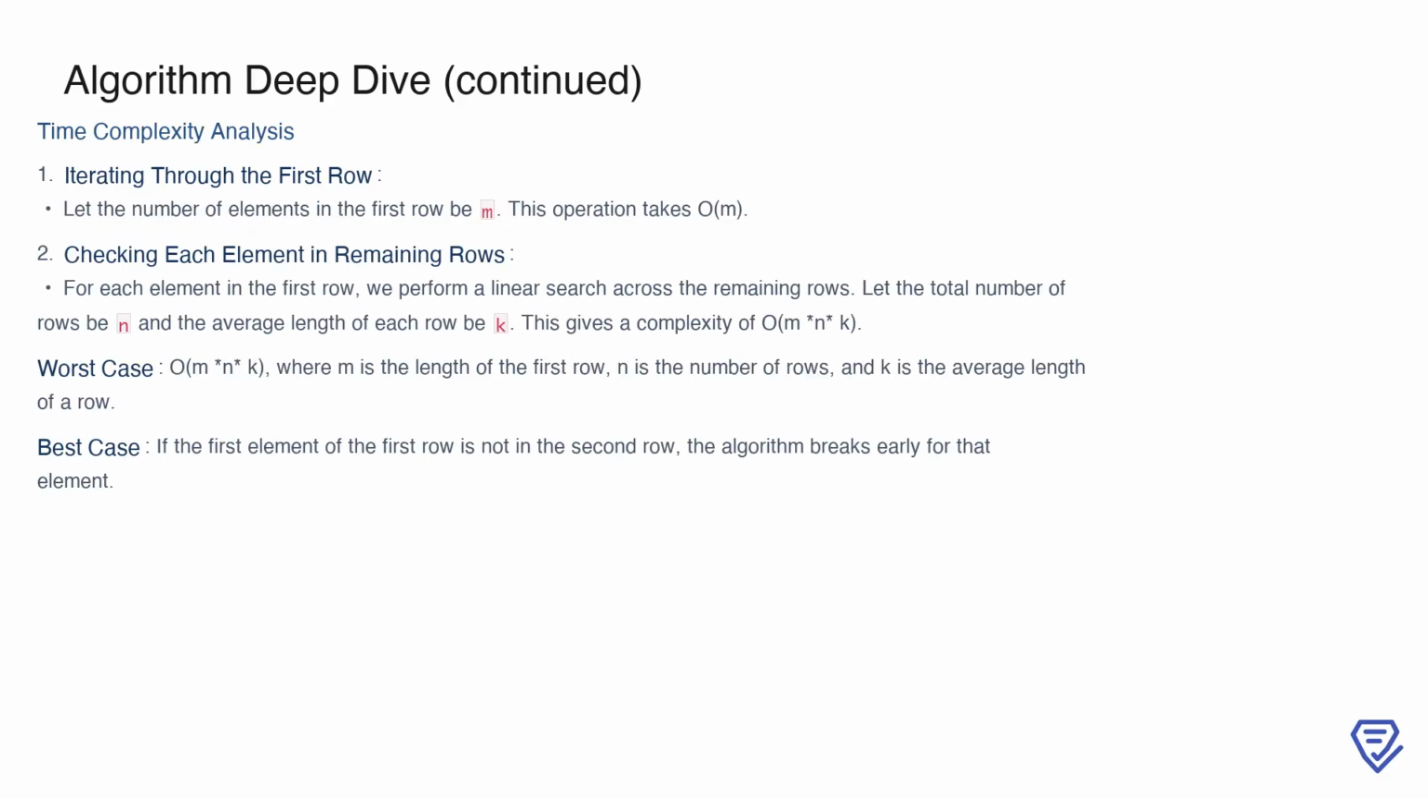When analyzing the time complexity of this approach, the dominant factor is the nested iteration. First, we iterate through the m elements of the first row, which takes m time. For each element, we perform a linear search across the n remaining rows, and if the average length of each row is k, this results in m*n*k in the worst case. However, there are scenarios where the algorithm terminates early, such as when the first element is not found in the second row. In such cases, the best case complexity is significantly reduced since we skip further checks for that element. This range between best and worst cases highlights how input characteristics influence performance.